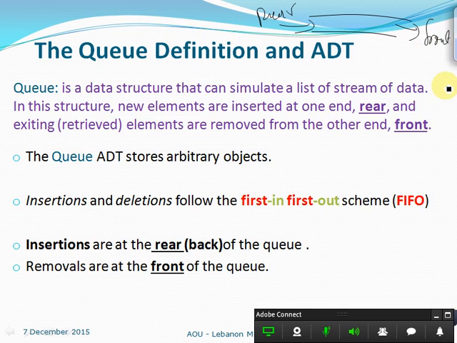A queue stores arbitrary objects, that is all types of objects like strings, integers, or any other objects. Insertion and deletion follow the first in first out fashion, that is called FIFO. Insertion is done at the back, that is at the rear end. Insertion is done from here, and the removal is done from the front end.